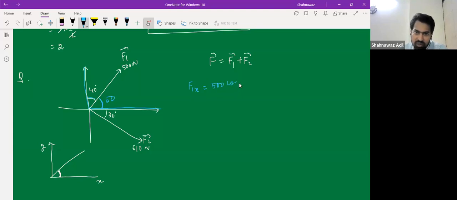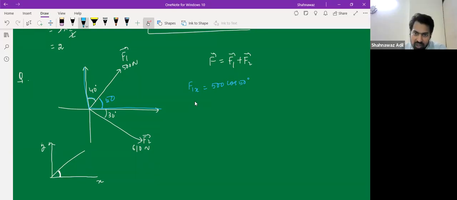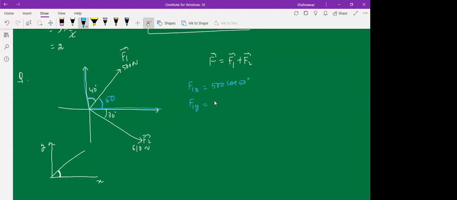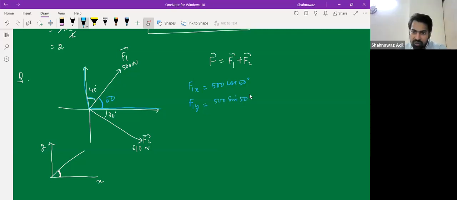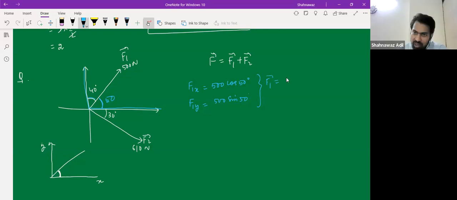500 cos 50, right? Yes, sir. We don't know the value of cos 50 degrees, so let's keep it there. And F1y is how much? F1y is 500 sin 50. Right, we don't know the value of sin 50 either. So we can write the F1 vector as 500 cos 50 i hat plus 500 sin 50 j hat, right?